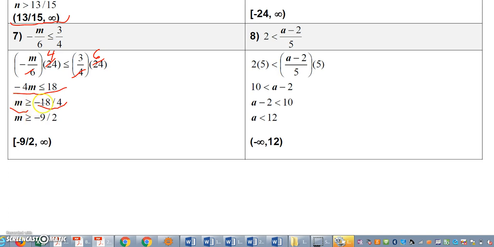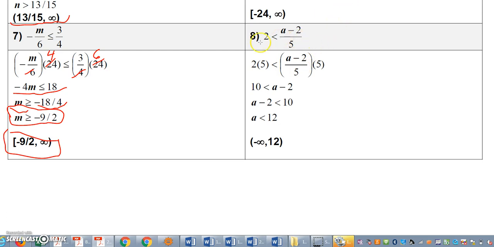Now, the last step is simply to reduce the fraction. Negative 18/4 is the same as negative 9/2. So my final answer is m is greater than or equal to negative 9/2. Now, probably if I'd have used 12 up here instead of 24, I wouldn't have had to reduce. It would have just given me the negative 9/2. But still, I get the right answer anyway. And here's the interval notation for m is greater than or equal to negative 9/2.